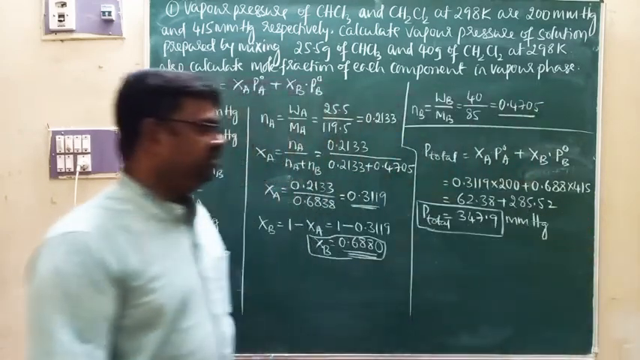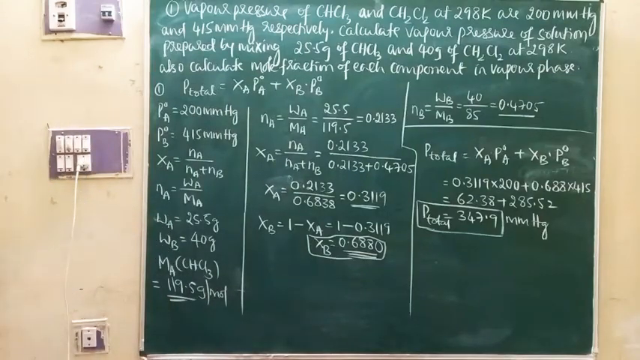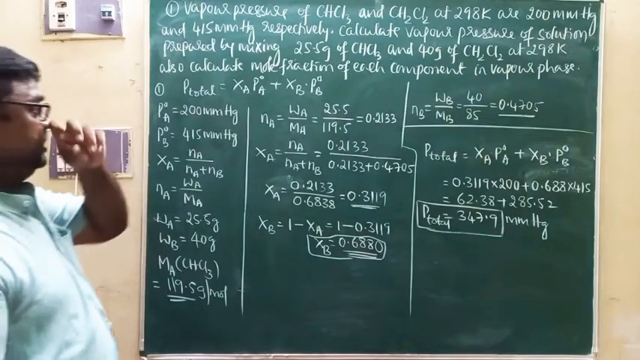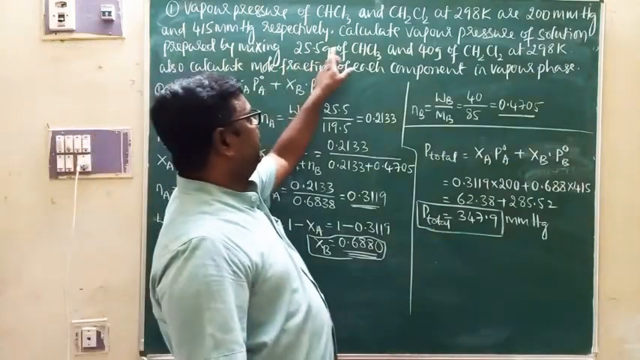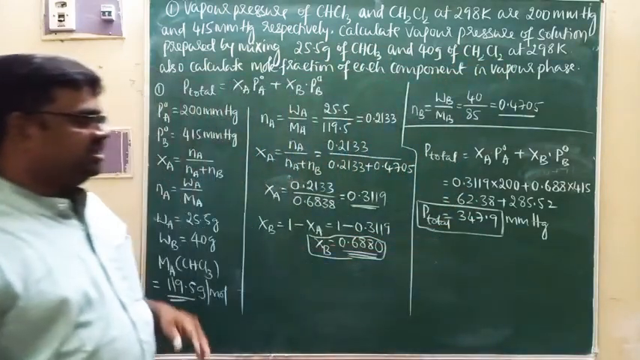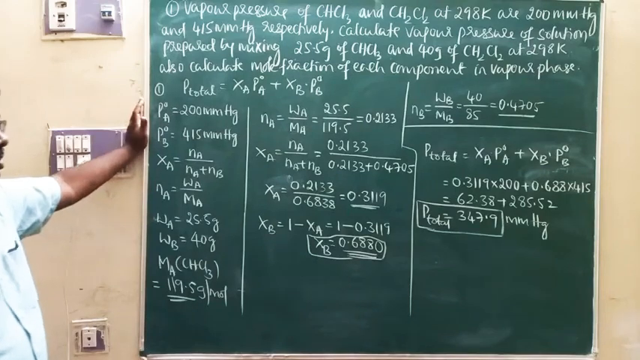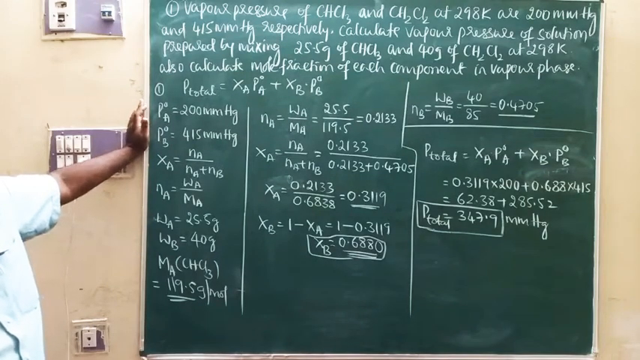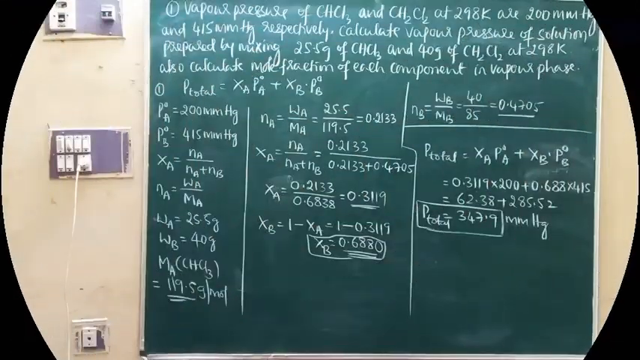In terms of millimeters of mercury, the vapor pressure of the solution prepared by mixing 25.5 grams of chloroform and 40 grams of dichloromethane would be 347.9.